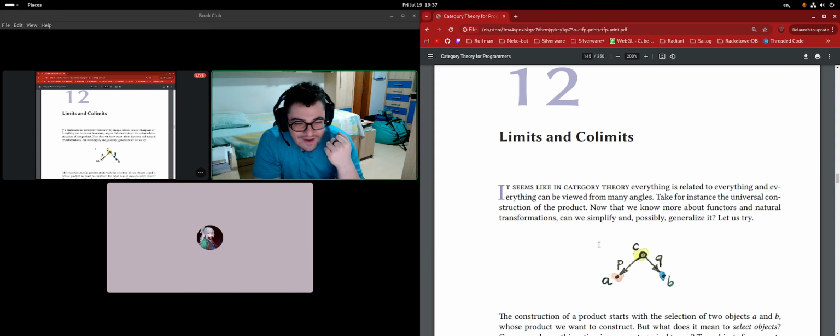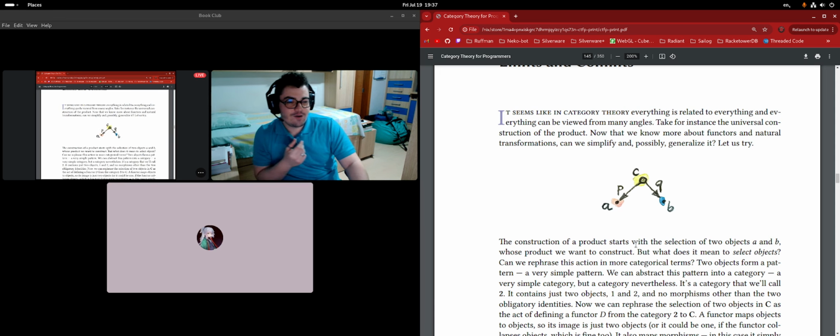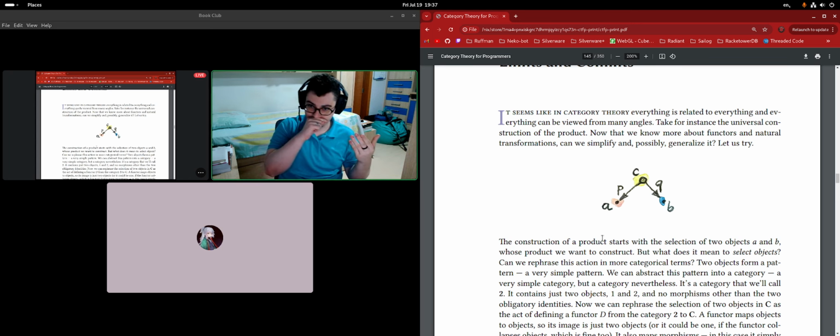Because if you read it, you're going to see that, oh, do you remember product? Part of this is the drawing of it. That's cool. But you remember part of what we use to describe it. The construction of a product starts with the selection of two objects A and B, whose product we want to construct. Cool, you remember that. But then comes the question: what does it mean to say select objects?